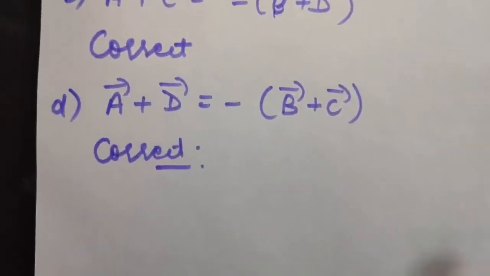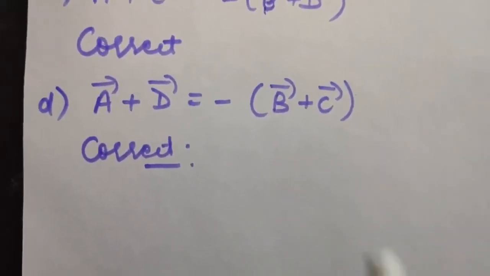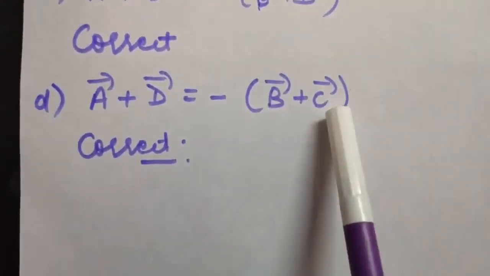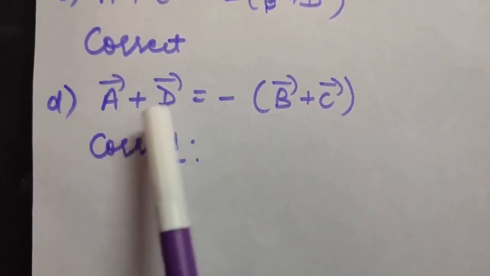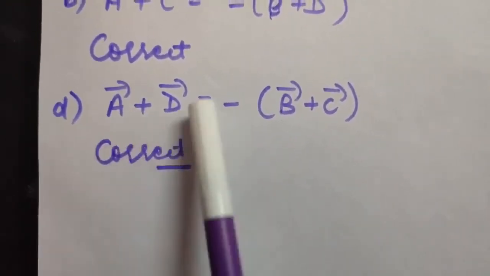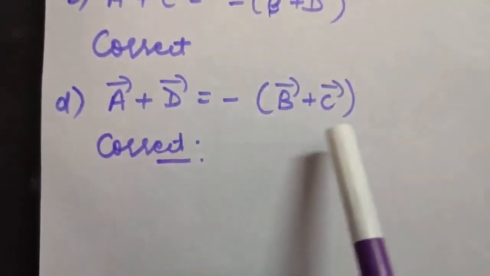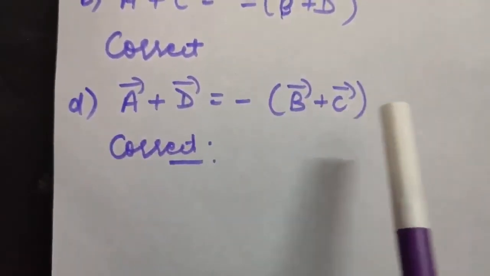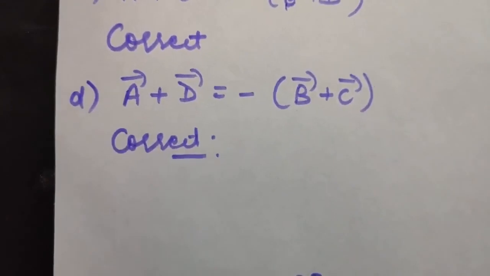Now if I take them to be collinear, that is 2i cap plus 2i cap, the answer will be 4i cap. So this answer should also be equal to 4i cap. That means this A plus D should be parallel to B plus C, or we can say this should lie in the line of A and D. So this statement is also correct.